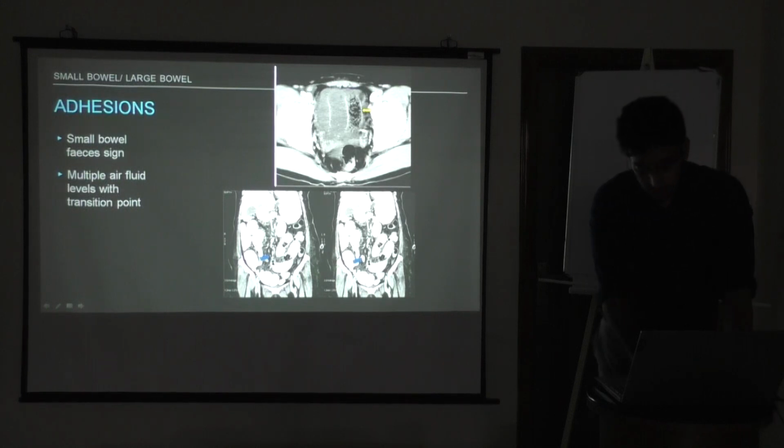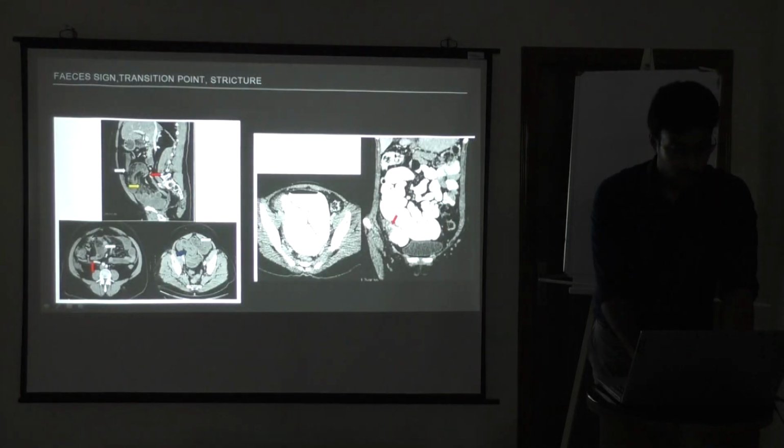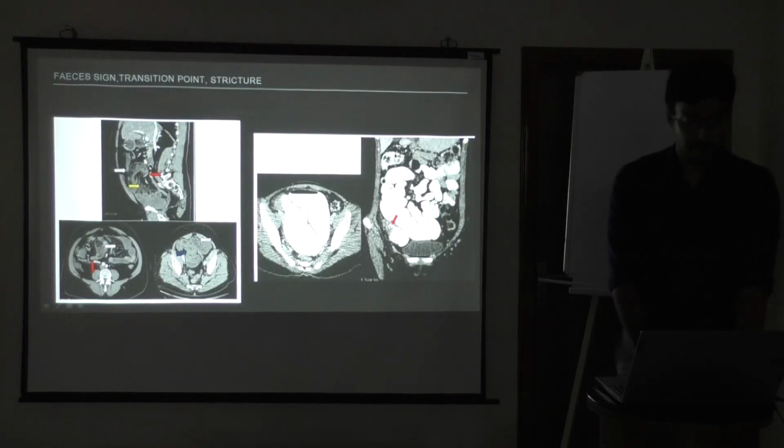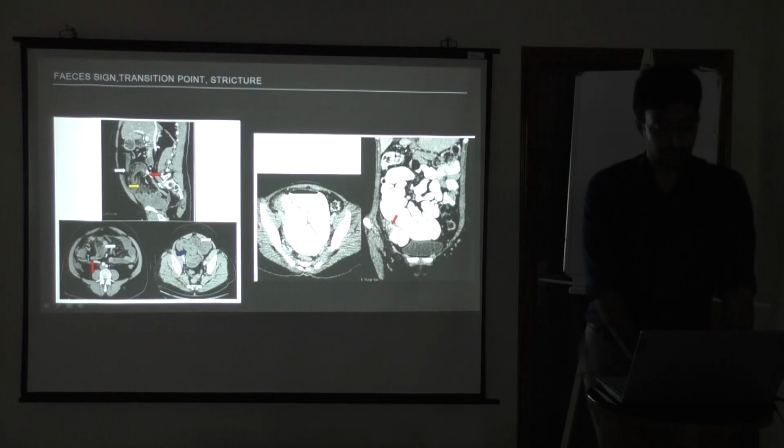So here again you can see the contrast, the size of this loop, and suddenly it's getting collapsed. This is one typical sign of obstruction. Like I said, transition zone is nothing but area of collapse. You can see the significance of this feces sign is actually just before the transition point. That's where you often find the feces. So even if you don't find a beak, you find the feces.